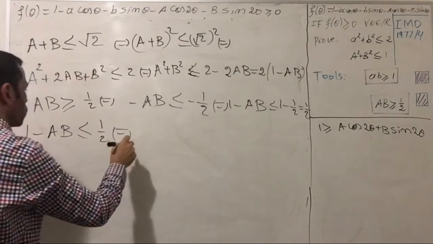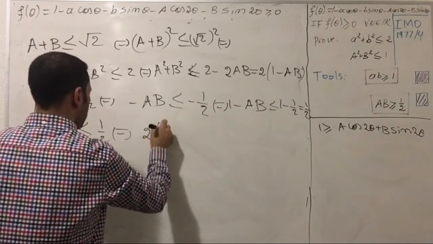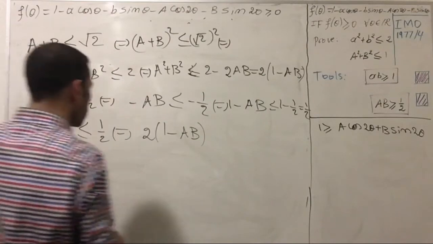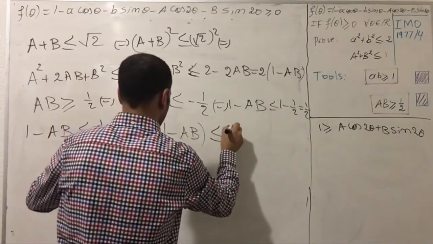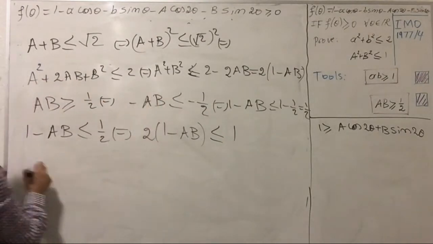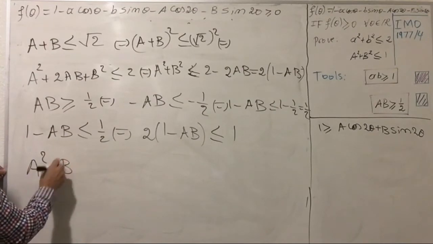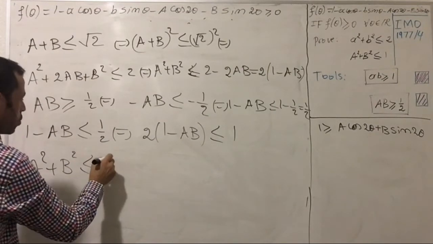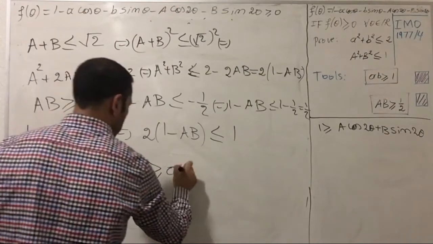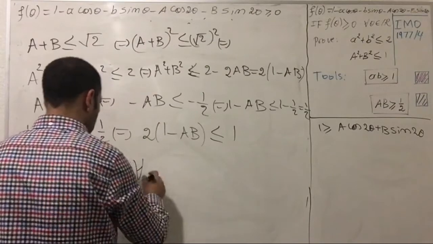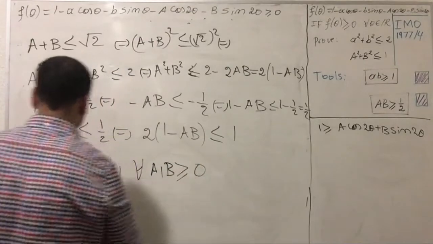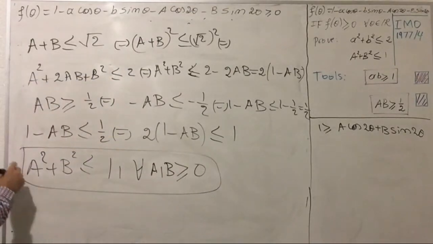I'm multiplying number 2 on both sides. So we'll have 1 minus AB inferior or equal to 1. Okay, that's it, I finished. So this one, we have A squared plus B squared inferior or equal to 1. Okay, for all real numbers A and B superior or equal to 0. Okay, I have done with this one.